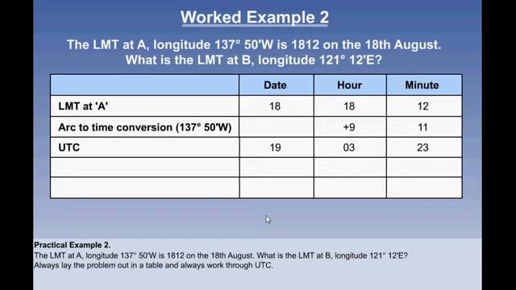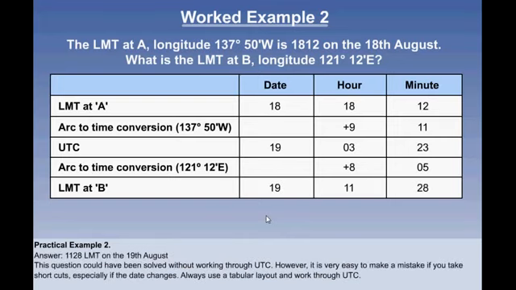You can now see why we need the date column. We now need to convert from UTC to LMT at B, which has a longitude of 121 degrees and 12 minutes east. Again, do the calculation and work out whether you need to add or subtract to arrive at LMT for an easterly longitude. You should have got that you need to add 8 hours and 5 minutes. This gives a local mean time at B of 11:28 on the 19th.